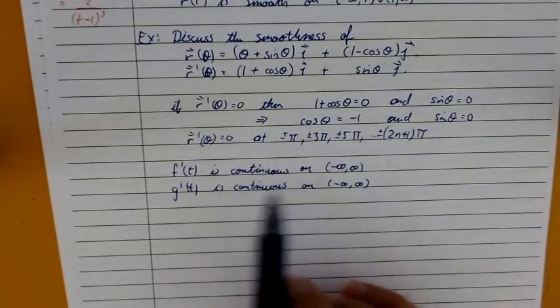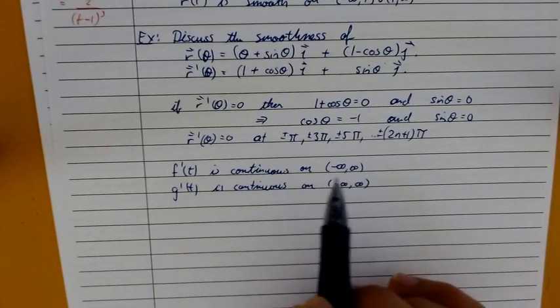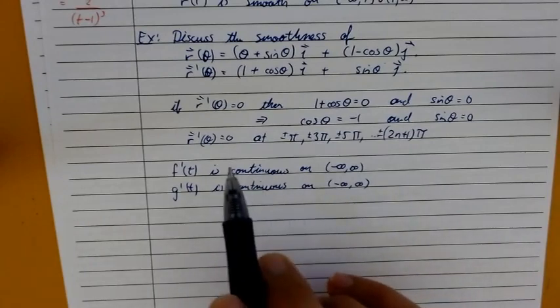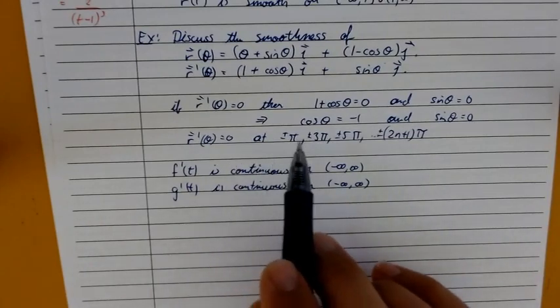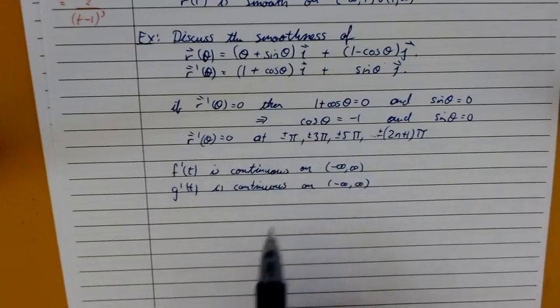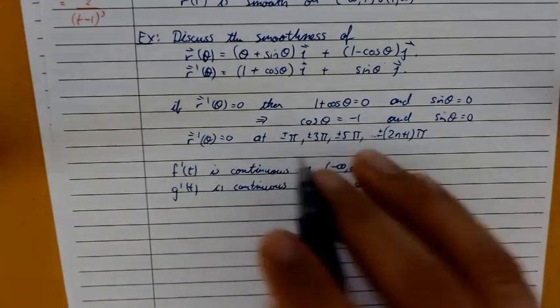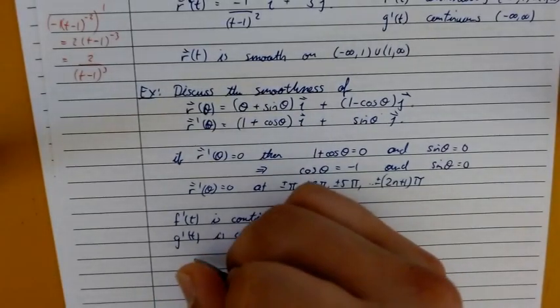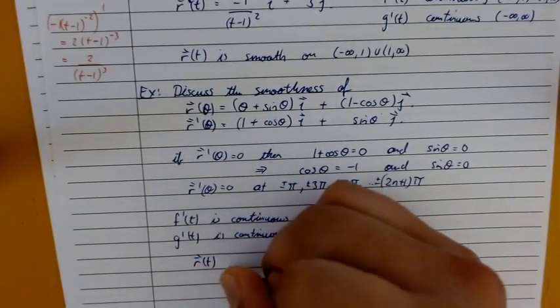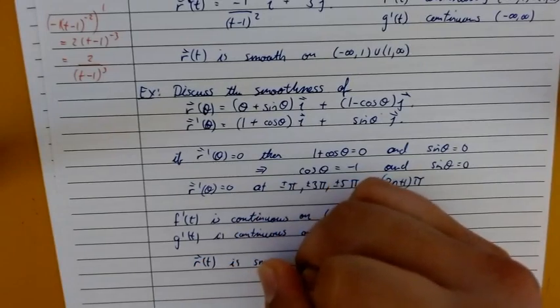Okay, well, this is continuous on all real numbers, and this is continuous on all real numbers, and this is not equal to 0 on all real numbers except for all of those. Okay, well then the overlap is all real numbers except for all of those. So our statement would be r of t is smooth.